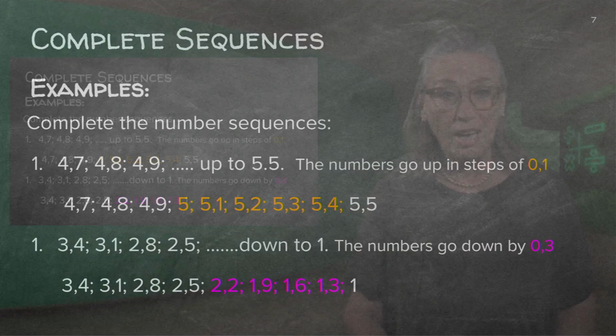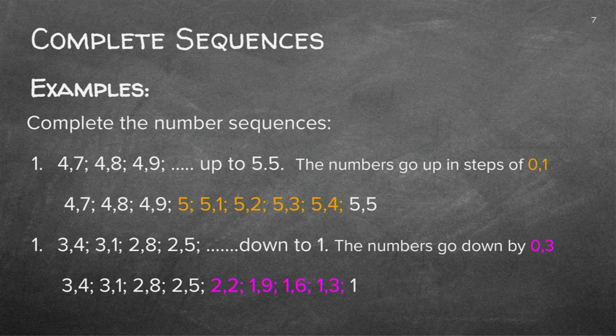Right. Now, remember, we can order them, we can compare them, and the nice thing is we can also complete sequences. That's always so nice to do. So let's look at an example. So there's 4,7, 4,8, 4,9, and then it's going up to 5,5. So they ask us to complete the sequence. So if you can see 4,7 to 4,8 is 0,1. 4,8 to 4,9 is 0,1.